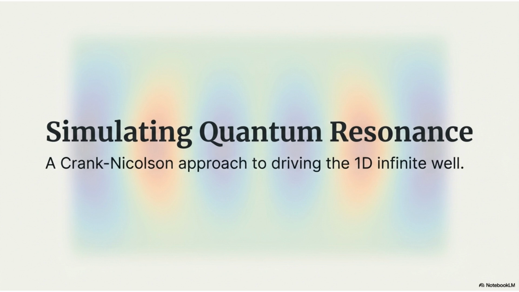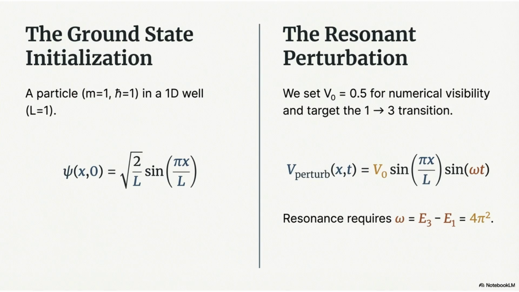This video explores simulating quantum resonance using a Crank-Nicolson approach to drive the one-dimensional infinite well. We initialize a particle in the ground state of the 1D well. We then apply a resonant perturbation, setting V0 to 0.5 to target the 1 to 3 transition, where resonance requires omega to equal E3 minus E1.